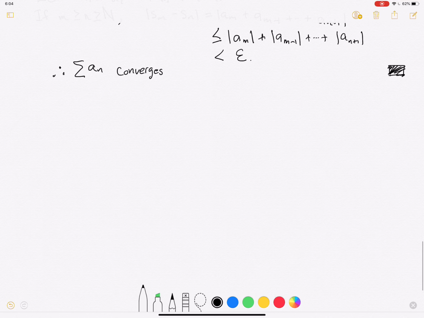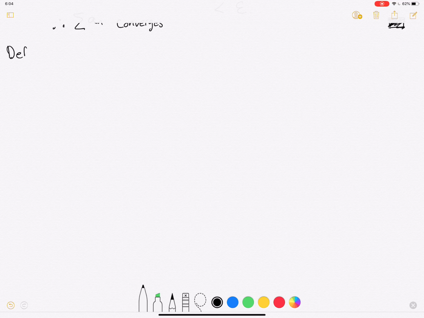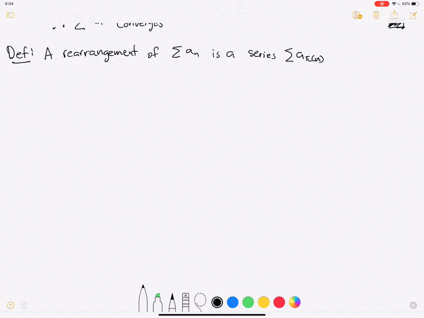Okay, now let's talk about rearrangements. A rearrangement of the series is a series a_{pi(n)}, where pi is a permutation of N. So it's just the natural numbers but rearranged. Thus the name rearrangement.